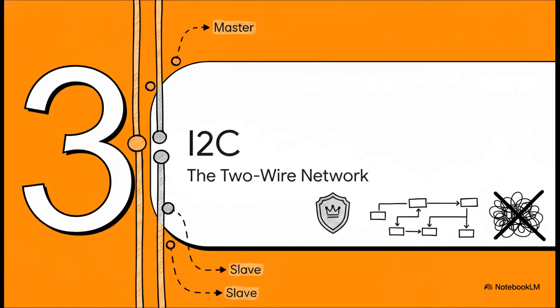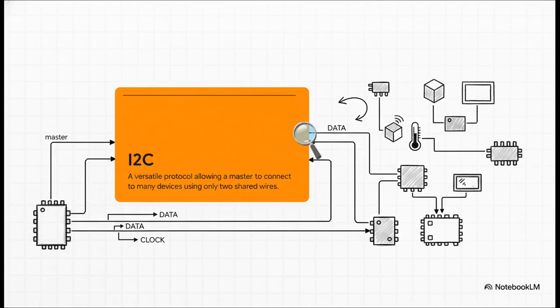So what if you need that organized multi-device system like SPI, but you absolutely cannot spare all those extra wires? Maybe you're working on a tiny device? Well, that's where our third and final protocol, I2C, comes into the picture. It is the absolute master of efficiency. It stands for Inter-Integrated Circuit, but pretty much everyone just calls it I2C, and its claim to fame is right there in the name.